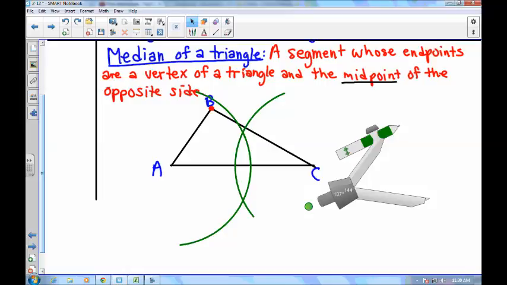Okay, once you're done with the two arcs, pass the compass back. Then you line up your ruler.